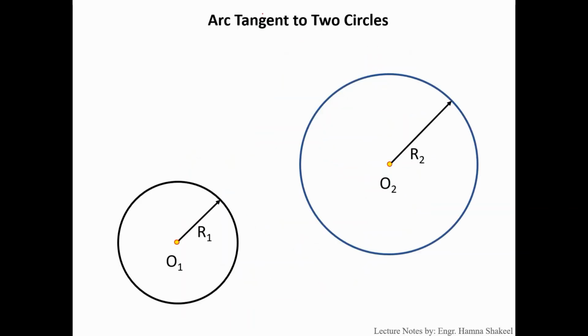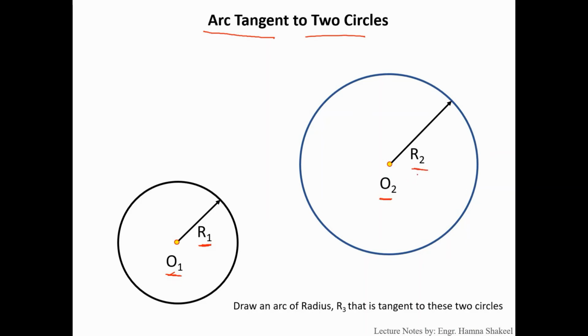at a tangent point. Let's apply the properties that we have learned to draw an arc tangent to two circles. These two circles are given. Circle number 1 has center O1 and radius R1. Circle 2 has center O2 and radius R2. We have to draw an arc of radius R3 that is tangent to these two circles. So we need this arc of a circle that touches these two circles at tangent points.